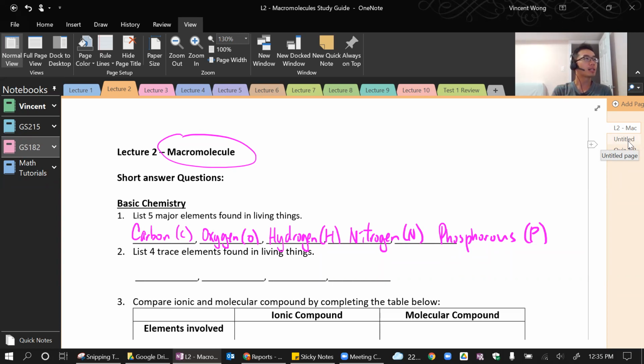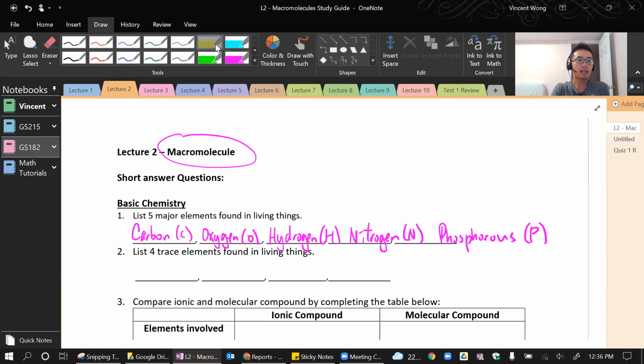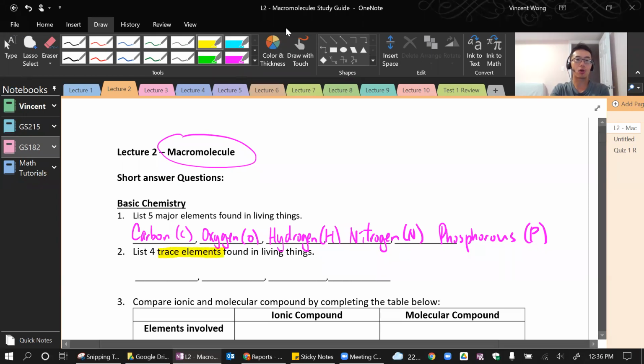Someone asked, I thought calcium was the last one. Calcium is actually not a major element. We do need calcium, we have it in our bones, but in terms of percentage, calcium does not take up too much of what we are made up of. Calcium belongs to a group of elements that we just need a little bit of, and that is called trace elements. Trace elements means only found in small quantity, small amount, in the body.